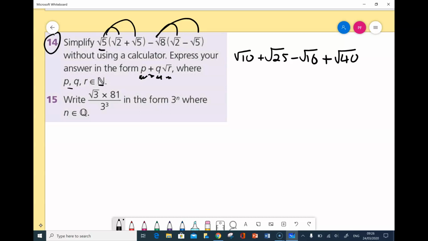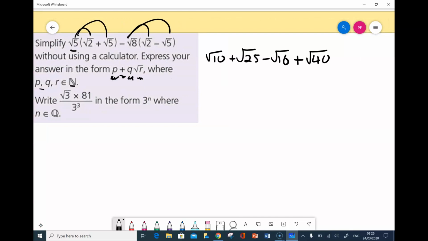Okay, so let's simplify that down. Well, root 10 doesn't simplify very well, so it stays as root 10. Root 25 is just 5, and root 16 is 4. Now, root 40, I can break that into the square root of 4 multiplied by the square root of 10.